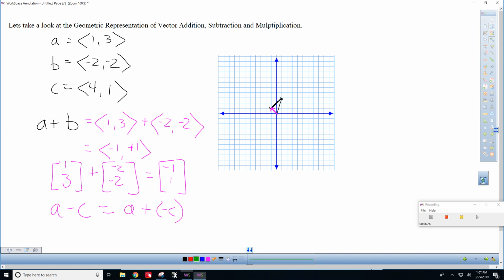What does it mean when we take a scalar and we multiply it by a vector? Well, that's just 3A, which is 3 times 1, 3, which is 3, 9. And this kind of looks like the dilation one. So that's 3A. Well, that makes sense. That's literally 3 times the magnitude in the exact same direction as A.